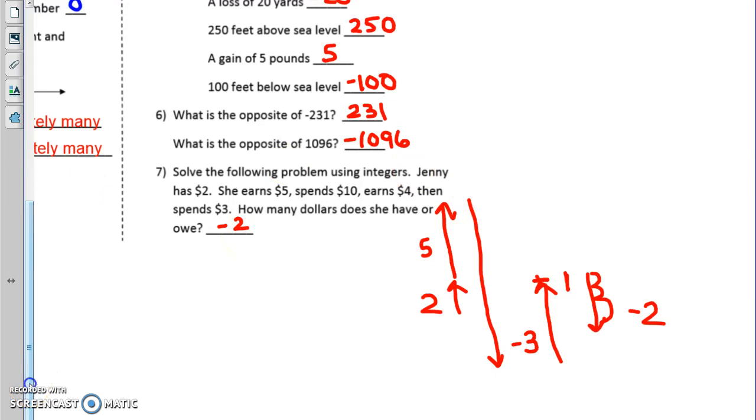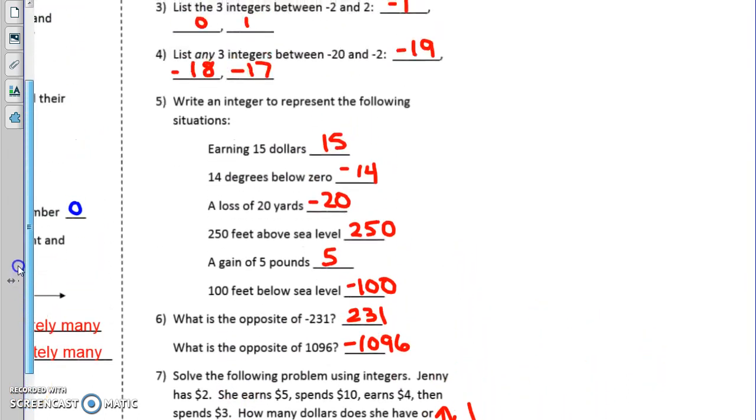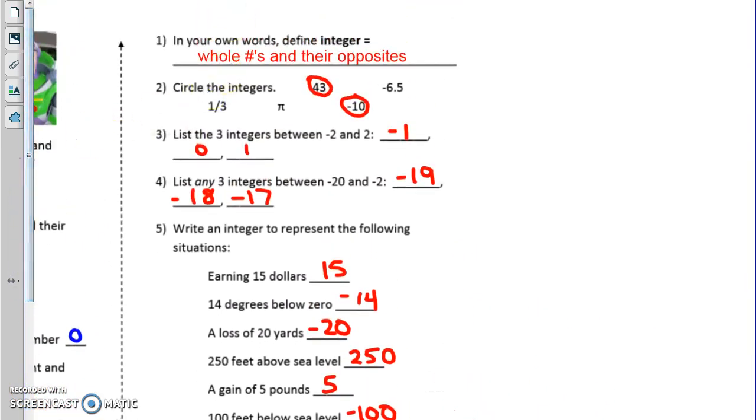So please check your answers. We're going to cut our notes at this point, and we're going to put them in our notebook.